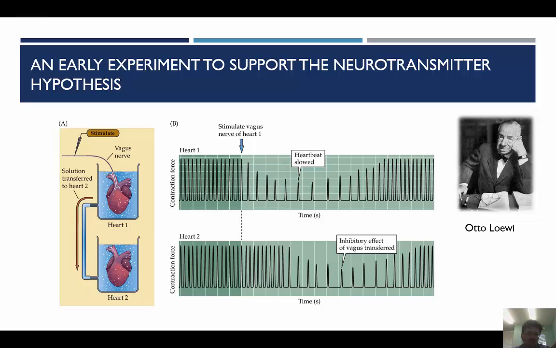And he was able to carry out this experiment, and he was able to show very clearly that that's exactly what happened. When he took some of the perfusate from chamber number 1, which was generated by stimulation of the vagus nerve, and transferred it to chamber number 2, the heart in chamber number 2 slowed down. And so Otto Loewi was the first person to come up with the idea of neurotransmitters and the fact that nerves release a chemical substance that's important to produce effects on other nerves and on their effector organs, muscles, and glands.